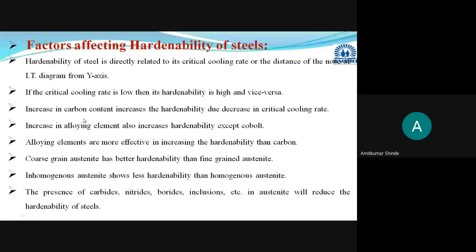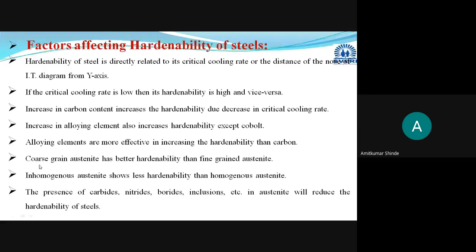The same will occur in case of an increase in the alloying element. Whenever there is an increase in the carbon and an increase in the alloying element, it will decrease the critical cooling rate, and due to the decrease in the critical cooling rate, the hardenability of that particular steel will increase. The next factor is carbon percentage and alloying elements, which I have explained. Of these, the alloying elements are more effective to increase the hardenability, and they improve the hardenability more significantly.